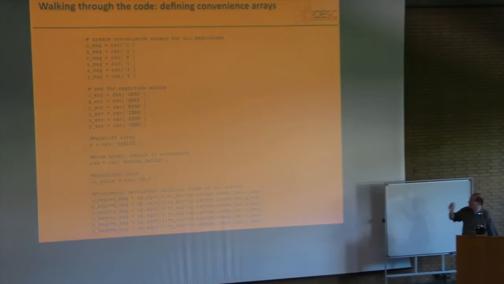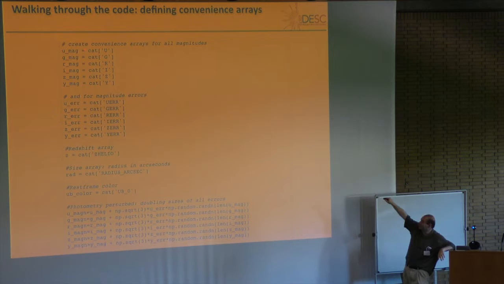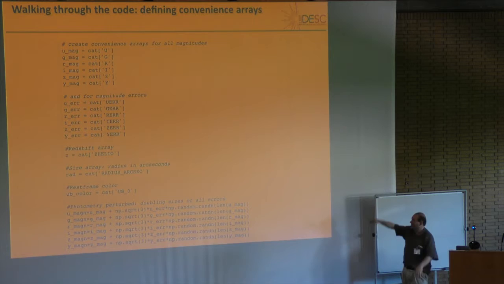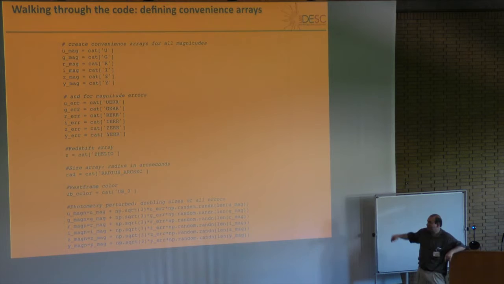I won't walk you through how to do plotting in Python. Then we just take this catalog that you can see is kind of inconvenient to write with brackets and quotes all the time. So we just create a set of variables corresponding to the columns of the catalog. Each is a one-dimensional array for U magnitude, G magnitude, redshift is Z, radius, and color. And then we also have a set of perturbed photometry, so we can look at what effect noise has. So in this case, we perturb by adding square root of 3 times the error, times a Gaussian, which has the effect of doubling the sizes of all errors on all the points, because square root of 3 squared plus 1 squared is 4.